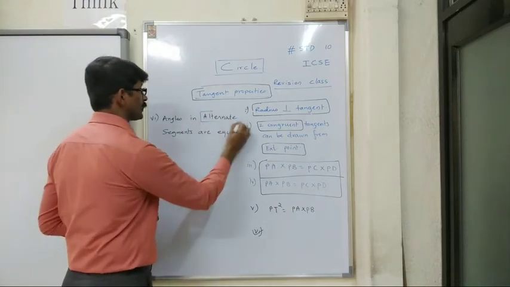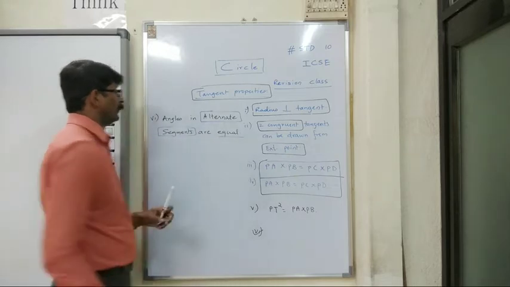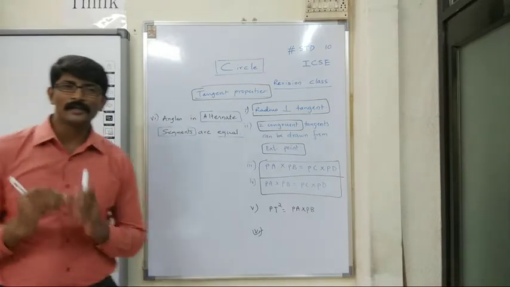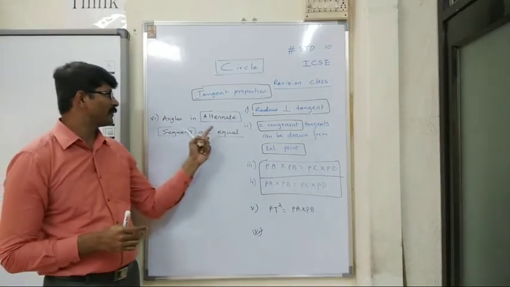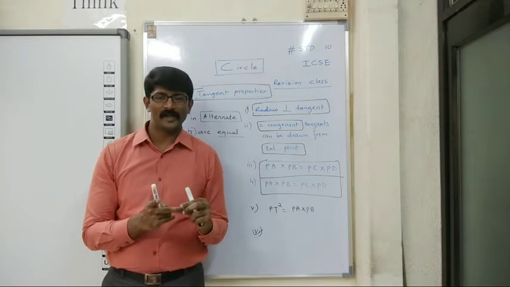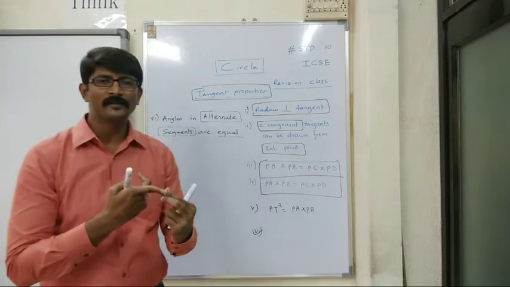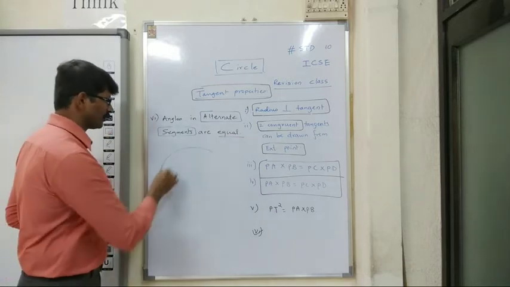What is alternate segments? So what is this angles in alternate segment, student? See, it's very simple. Angles in alternate segment means there are two angles. One is in minor segment and another is in major segment. So where is the minor segment and where is the major segment?